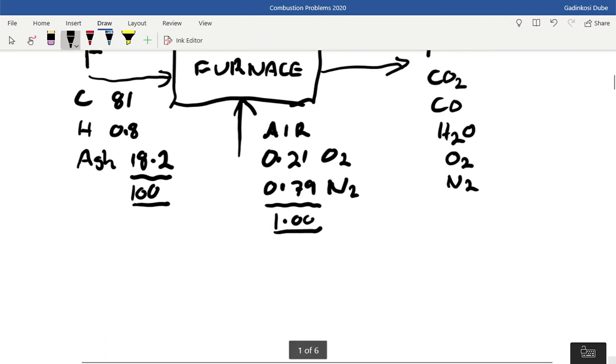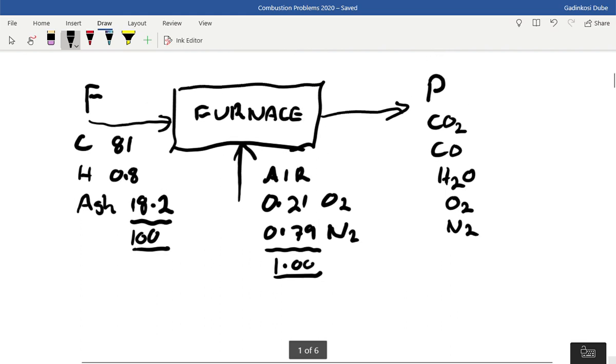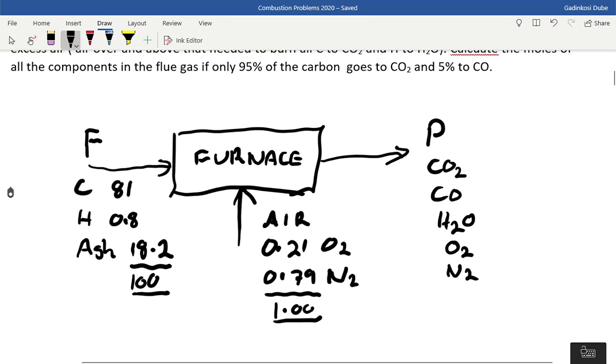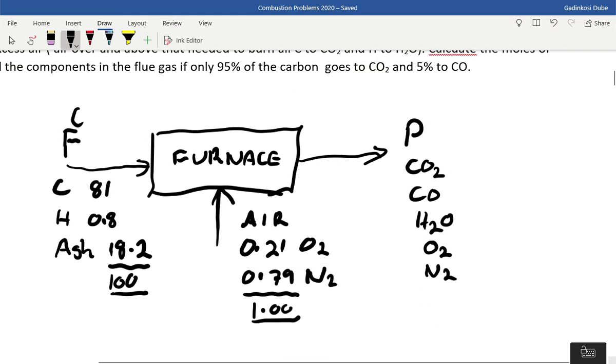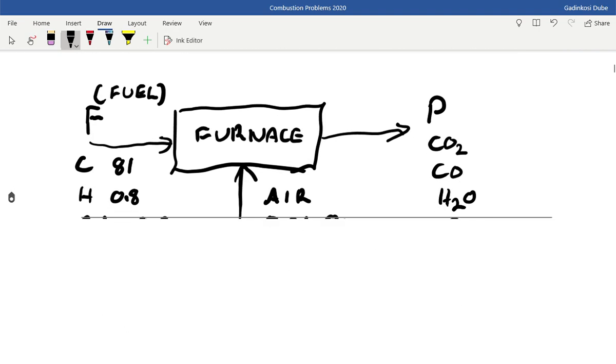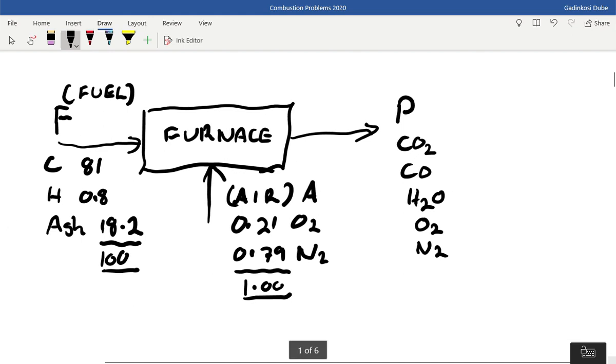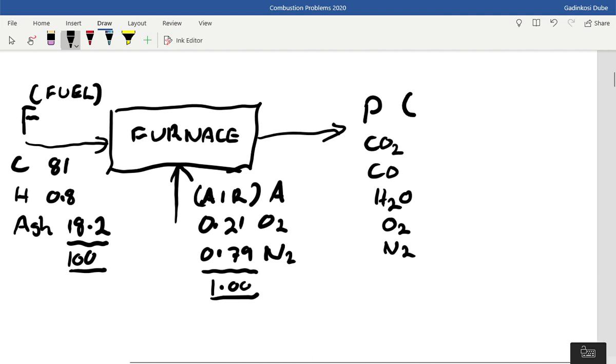So now moving on, we need to write down our bases. You can see now this here is our fuel. This here is the air, you can denote it using the A stream, just bracket it like that. P stands for product, so this is your product stream.